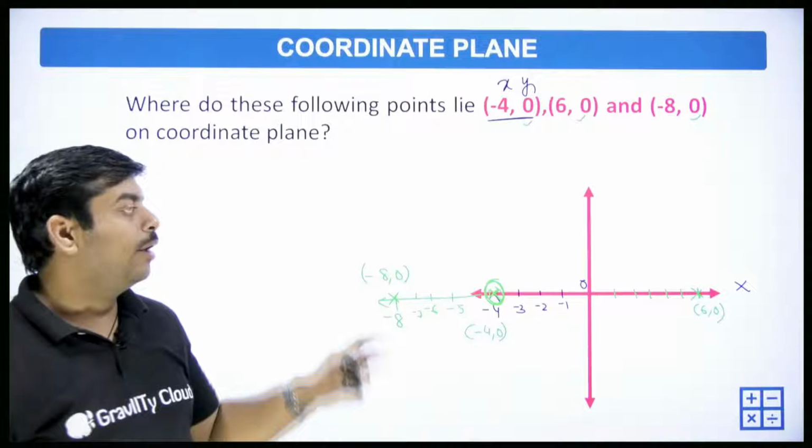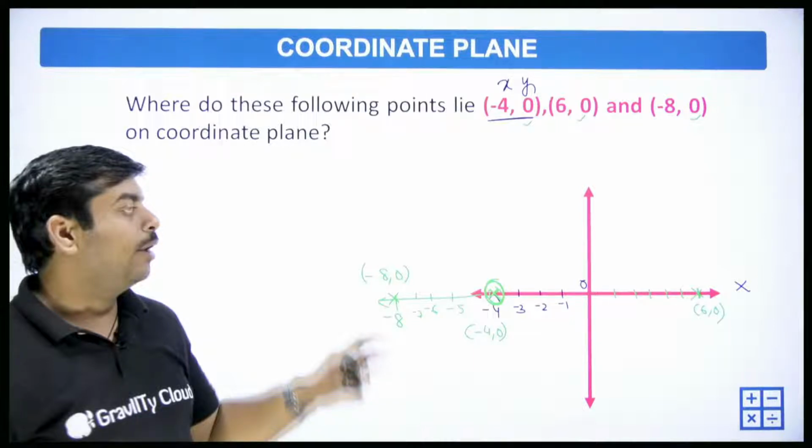Okay, so now let's try to find the distance between 2 points on the x-axis. Points on the x-axis will always be in the form of x comma 0. Just now I told you: 1 comma 0, 2 comma 0, 3 comma 0. All these points are the points on the x-axis.